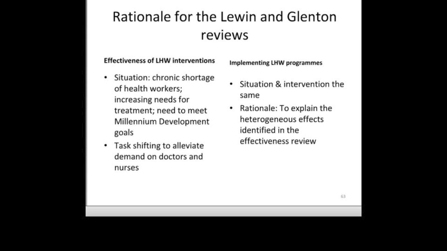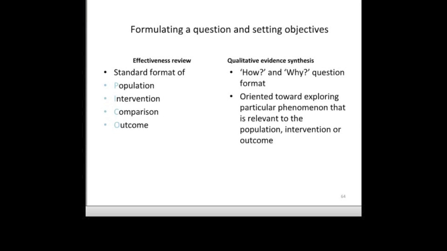Formulating a question for effectiveness reviews is often based on the PICO acronym, which actually requires review authors to define their population, their intervention, comparison for interventions like the control groups, and the outcomes they are interested in, while qualitative evidence synthesis would more go into questions of how and why a particular intervention works for some people and doesn't work for others. So it's very much oriented towards exploring a particular phenomenon that is relevant to the population, intervention, or outcome described in the effectiveness review.